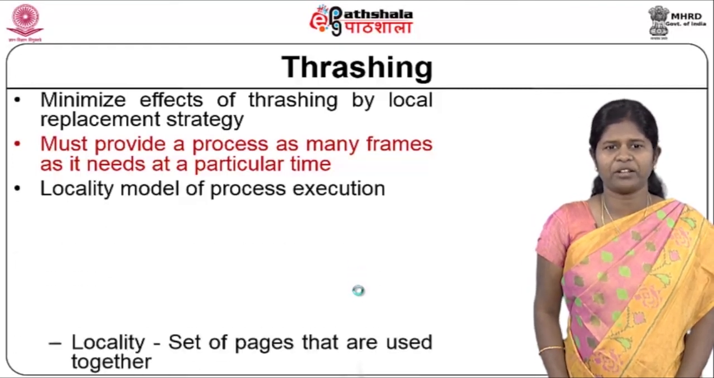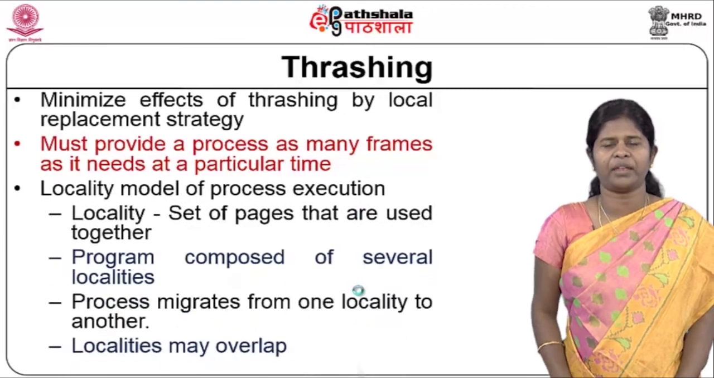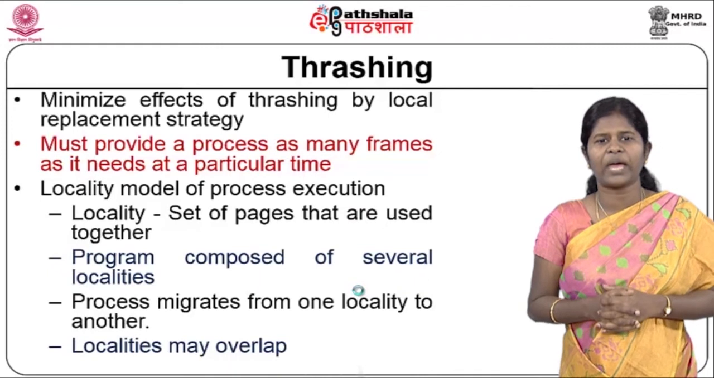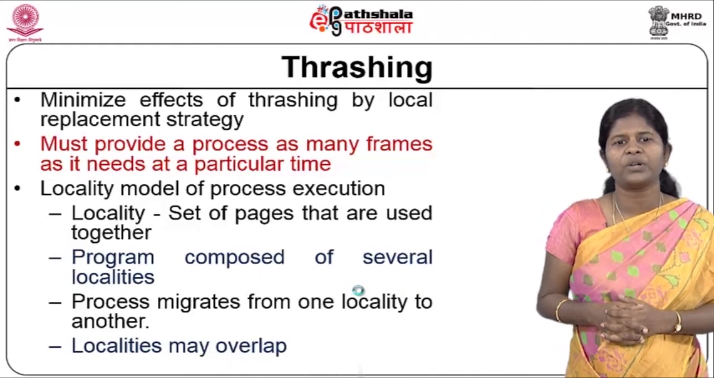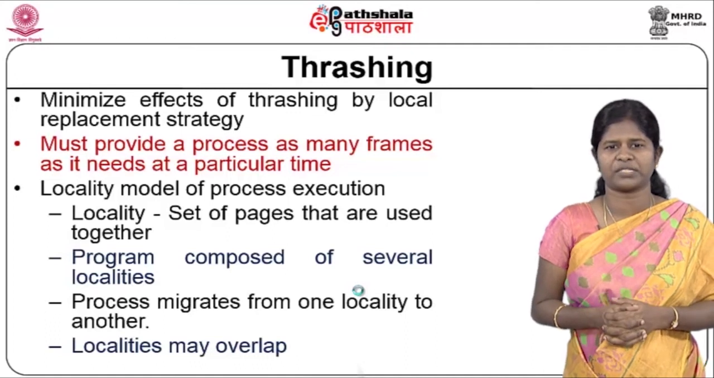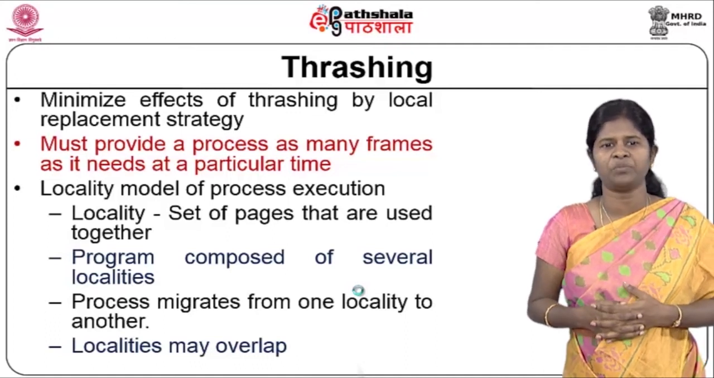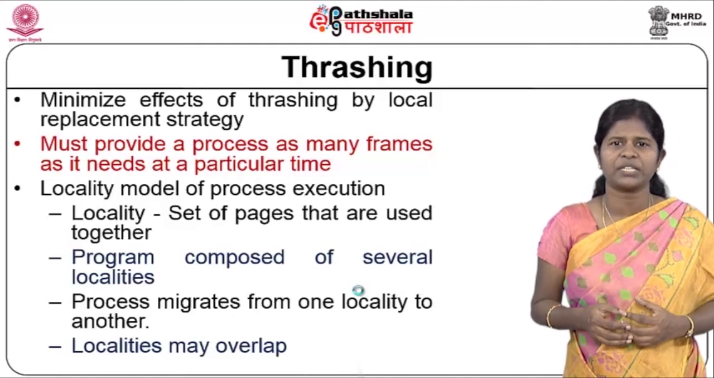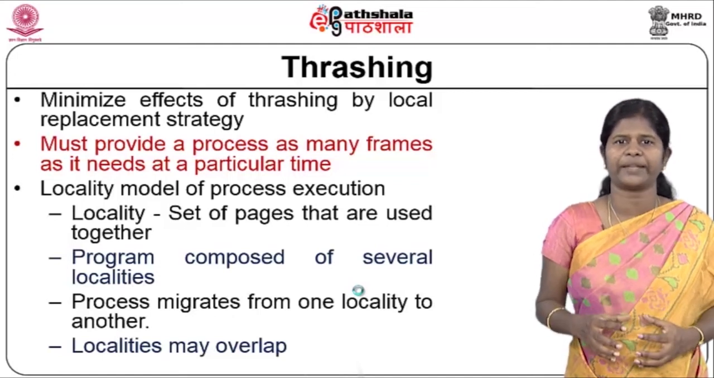So, at a particular time, a process may need some minimum number of frames, and that depends on the locality of the process. So, this is supported by the locality model of process execution. What is this locality model? The locality is nothing but a set of pages that are used together at a particular time.